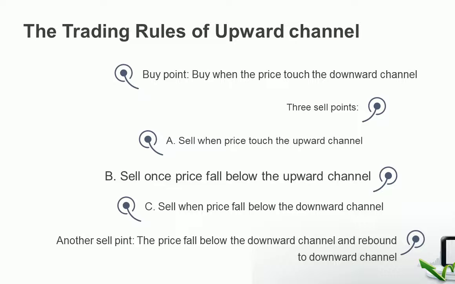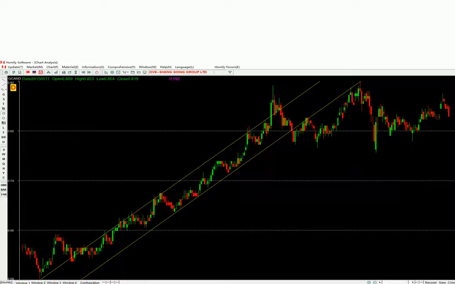1 buy point: buy when the price touches the downward channel. 3 sell points: A, sell when the price touches the upward channel. Sell once the price falls below the upward channel. Then sell when the price falls below the downward channel. Another sell point, because there are 4 points in total: the price falls below the downtrend channel and rebounds to the downward channel again. Here is the sell point. So like this stock, here is a point. Here is a sell. Here is another sell point. Here is the sell point.